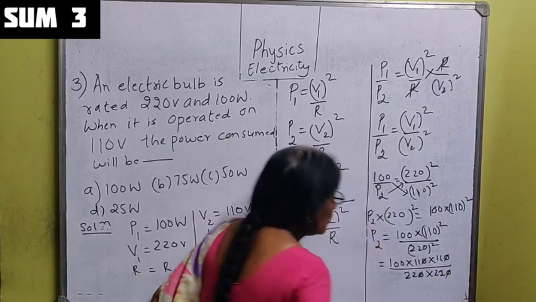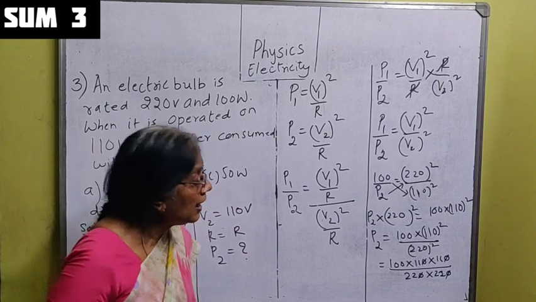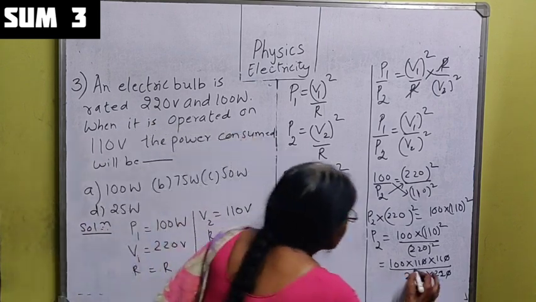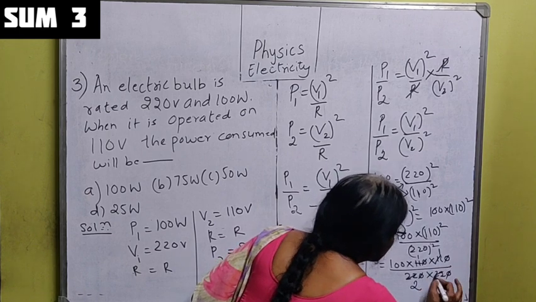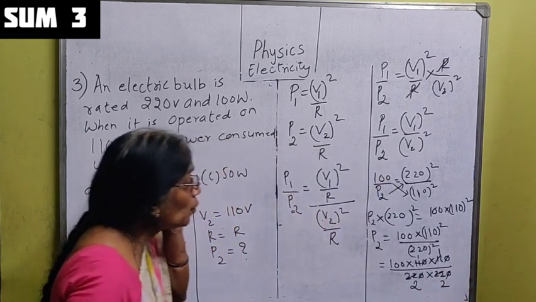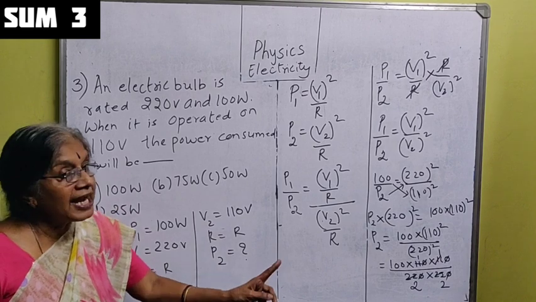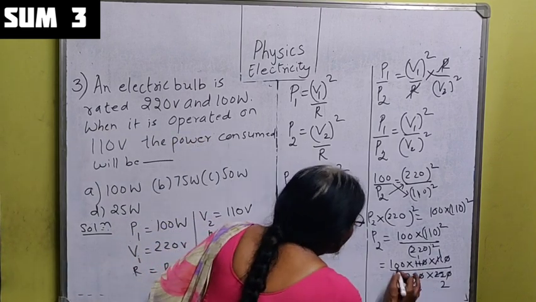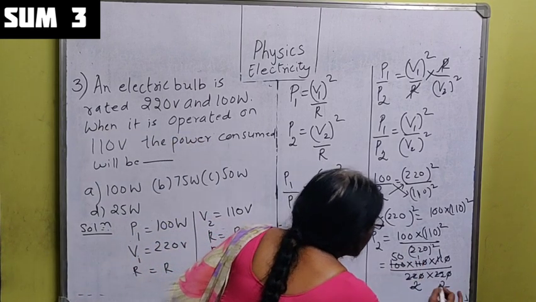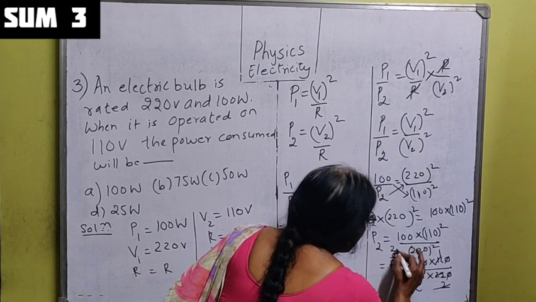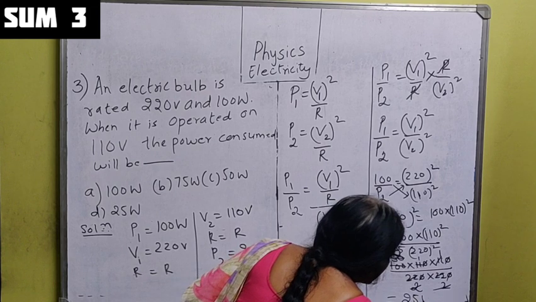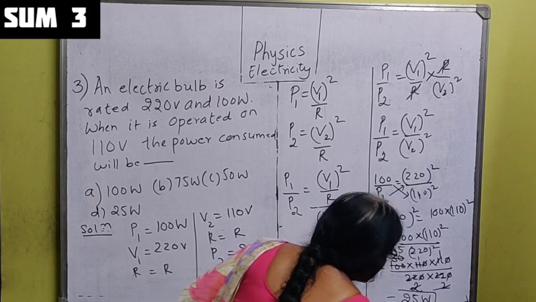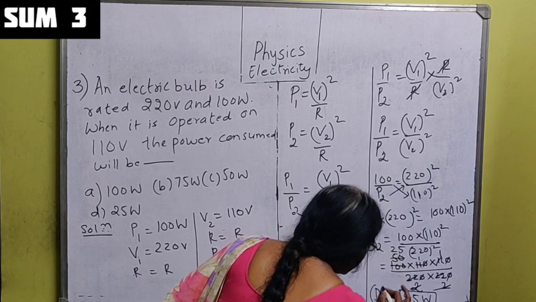Zeros cancel. 11 table all of you know. 11 and 22 can be cancelled. Yes. 11 ones are 11, 11 twos are 22. Here also 11 ones are 11, 11 twos are 22. 2 and 200 can be cancelled. Yes. 2 fives are 10. Again, 2 twos are 4, 2 fives are 10. So you got it as 25 watts. That is your answer, which is your option D.